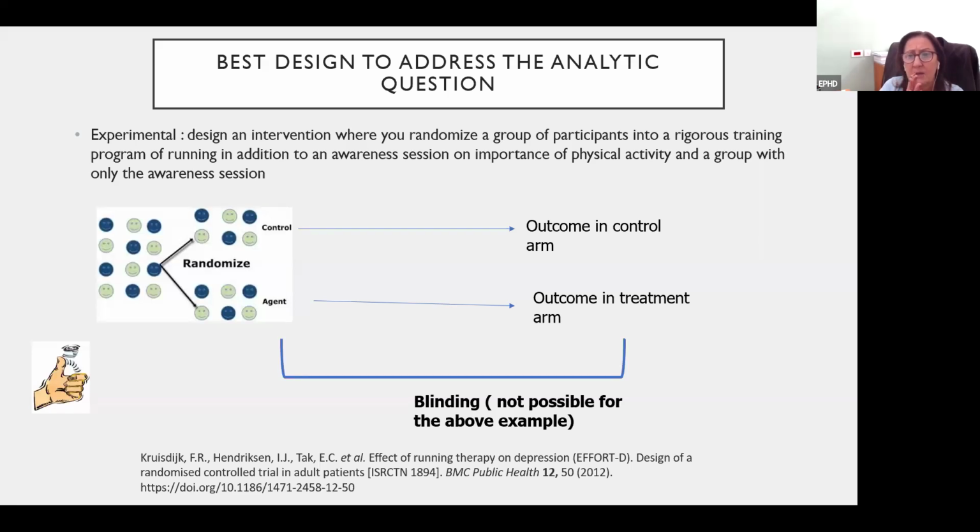So if we want to look at how much physical activity affects a certain outcome, we randomize a group of participants, give them a rigorous training program of running in addition to an awareness session, and another group we give only the awareness session. We randomly allocate them to these groups, and then we look at the outcome in the control arm, which is only, for instance, an awareness session, and the outcome in the intervention arm, which is a training program of running in addition to an awareness session.